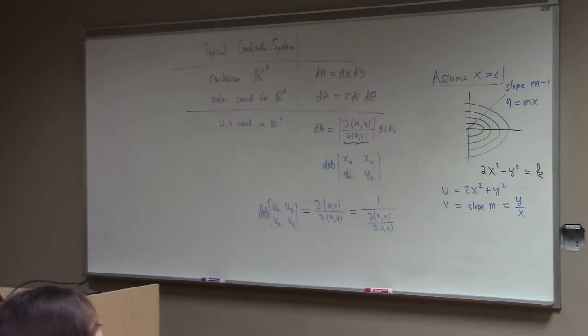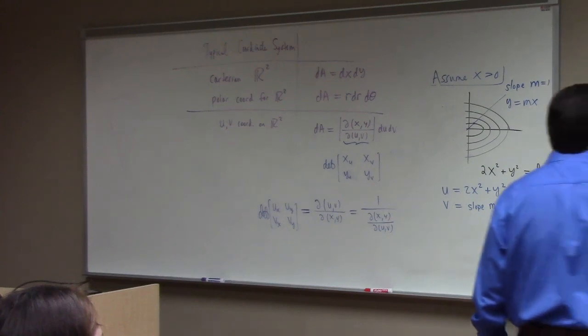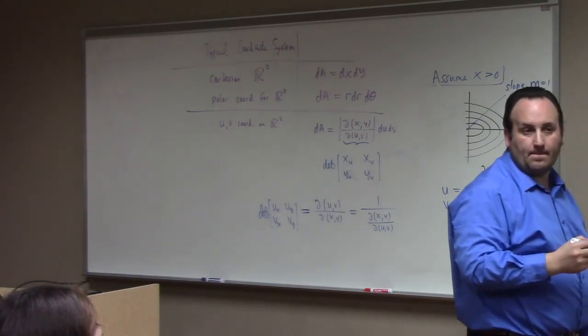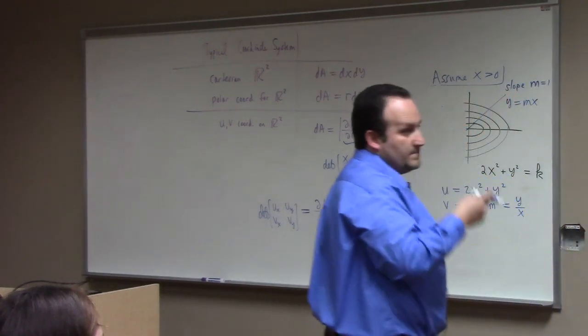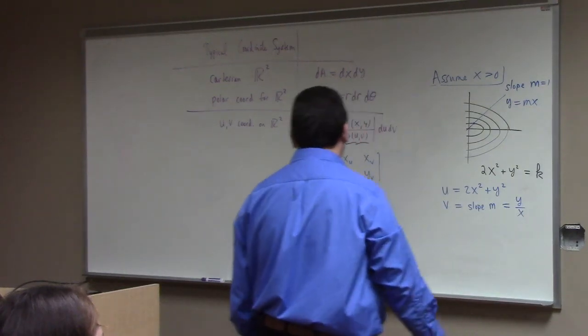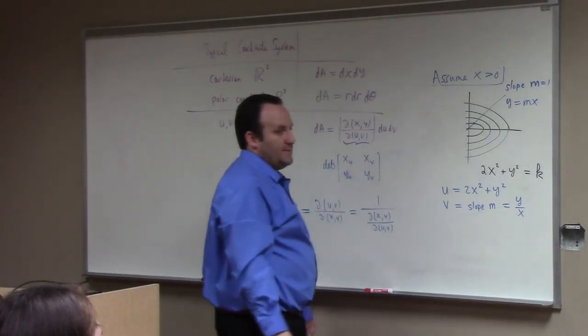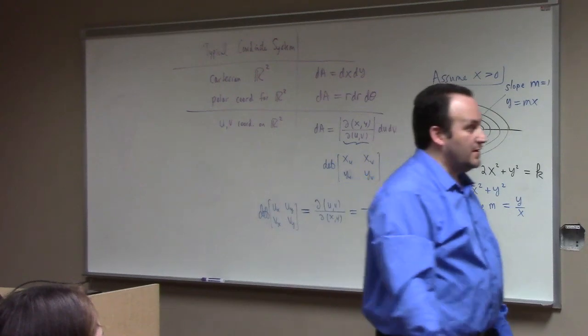This is du dv over what? 4 minus, what is that? 2 y squared over x squared? Yep. Why can you go from multiplying the du dv by the Jacobian to dividing it? Ah, I wrote it backwards. I'll explain in a minute.